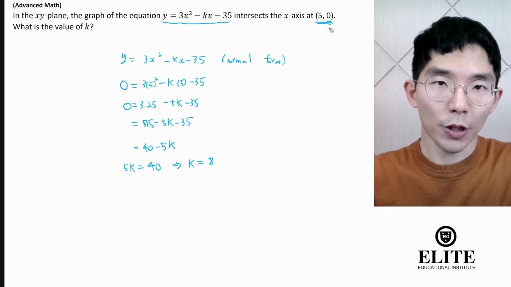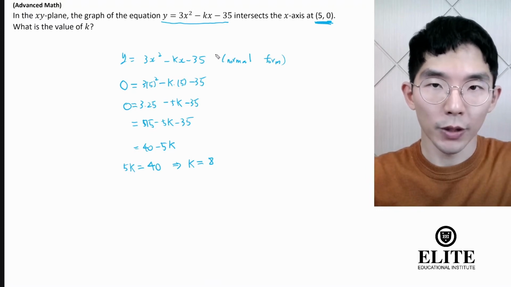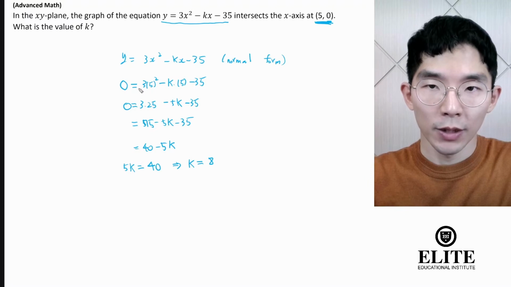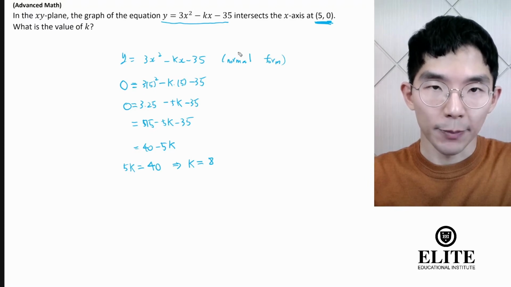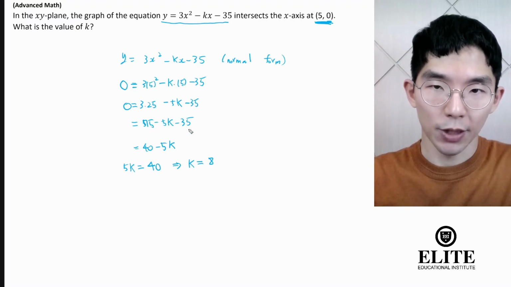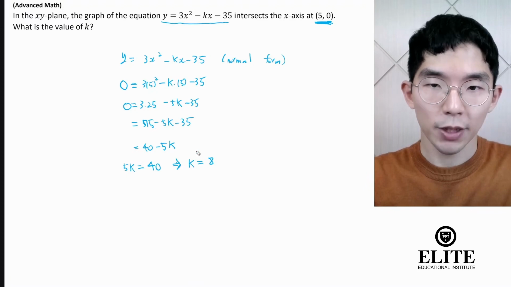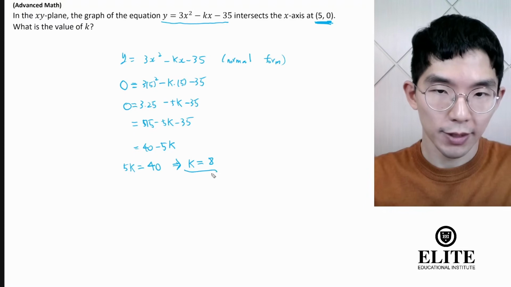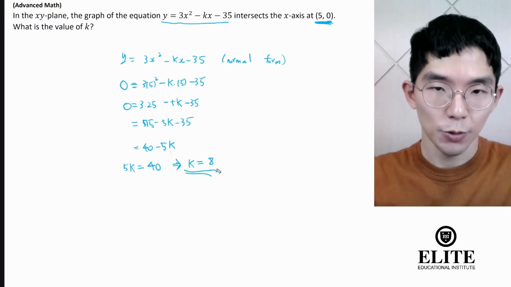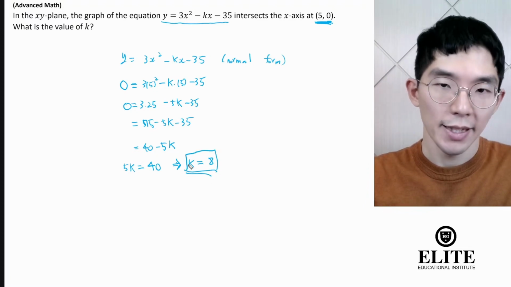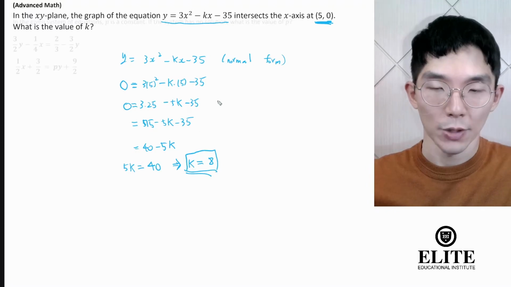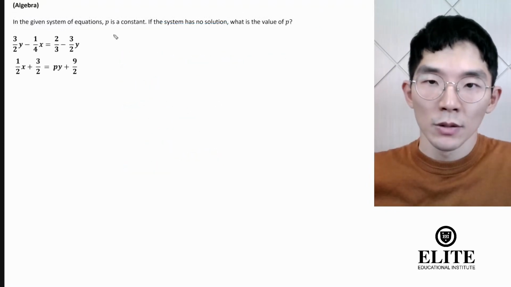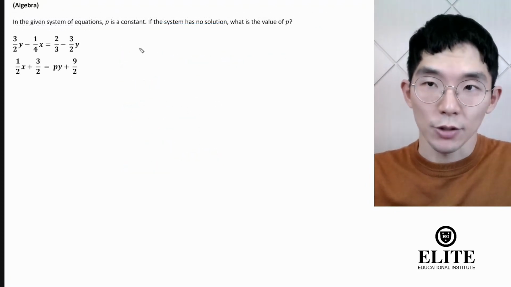So it's a simple problem where we take the point, we're given the normal form, take the quadratic form, plug in the point, and then find out the unknown. It's a simple process where you just have to be careful with calculation and you will get the answer. Therefore, k equals 8. Wonderful. Now, the next problem is in algebra.